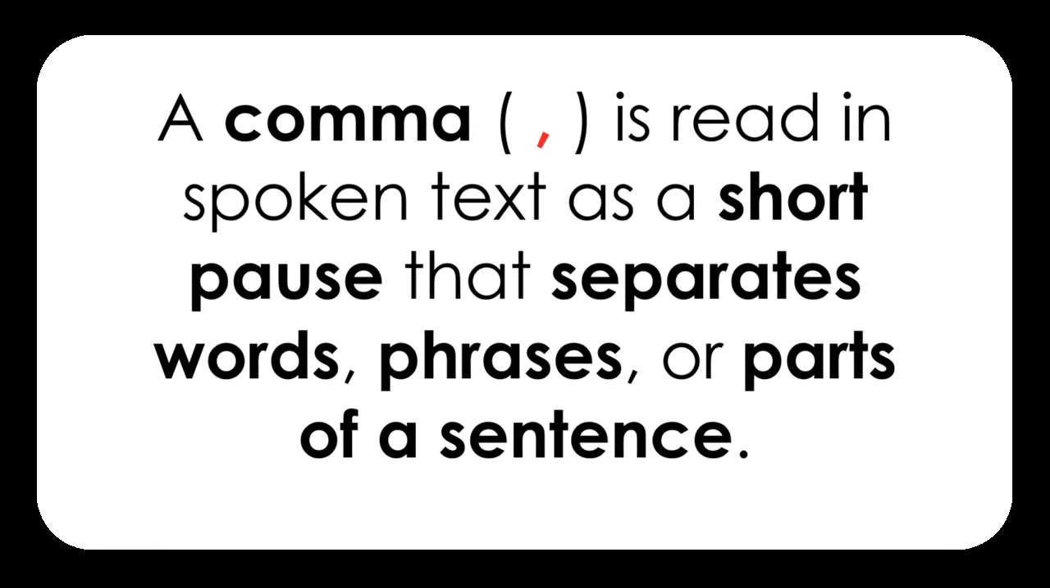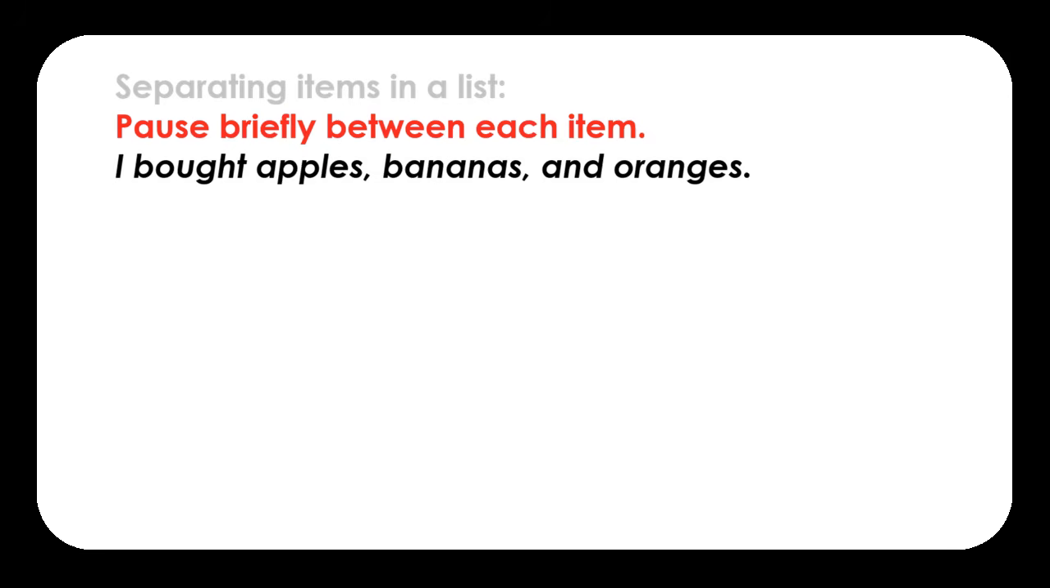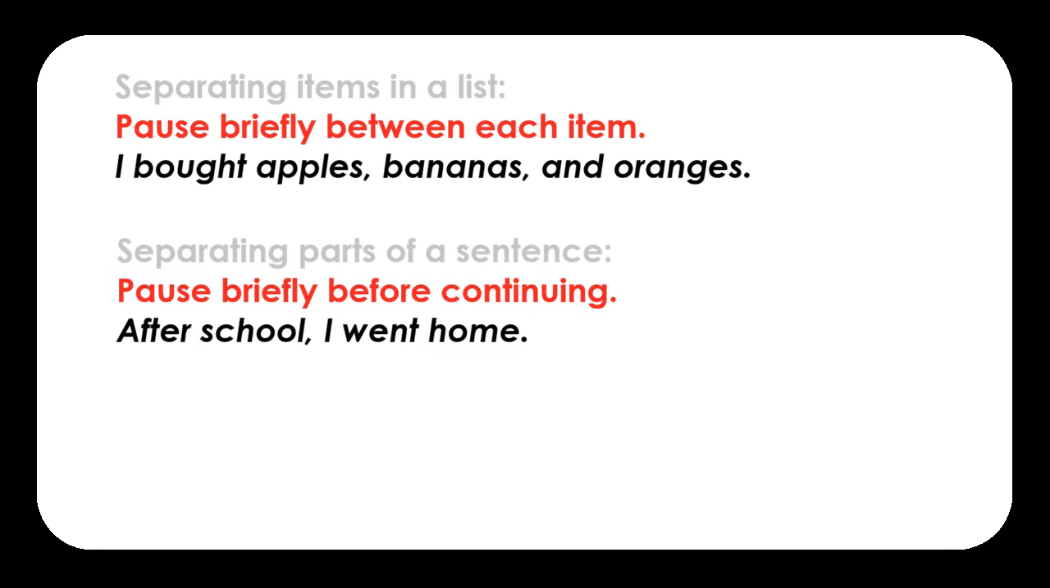A comma is read in spoken text as a short pause that separates words, phrases, or parts of a sentence. For separating items in a list, the reader pauses briefly between each item. For example, I bought apples, bananas, and oranges. For separating parts of a sentence, the reader pauses briefly before continuing. For example, after school, I went home.